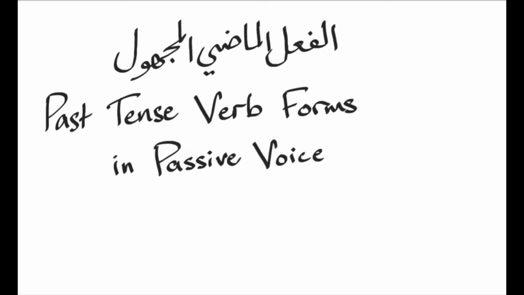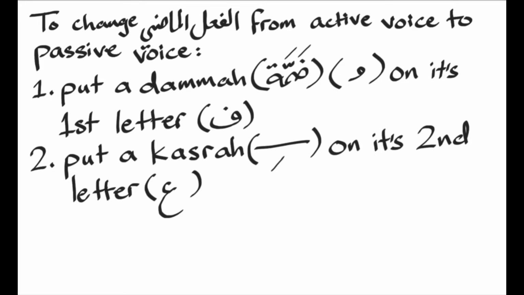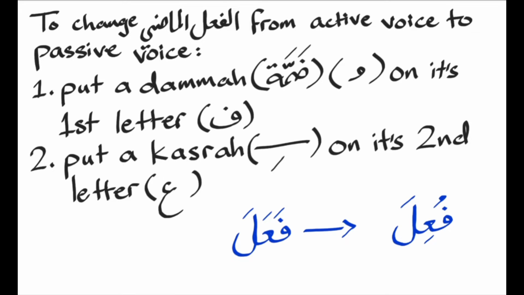The first one is in active voice. The second one is in passive voice. In Arabic, if you want to change any verb form from active voice to passive voice, it's very simple. Just take whatever verb form you need from the table in the previous lesson, put a dhamma on the first letter, fa, and a kasra on its ayn letter, meaning the second letter. So from fa'ala, for example, it will turn into fu'ila. So fa'ala means he did, and fu'ila means he was done upon, or he was done to, whatever that action was.